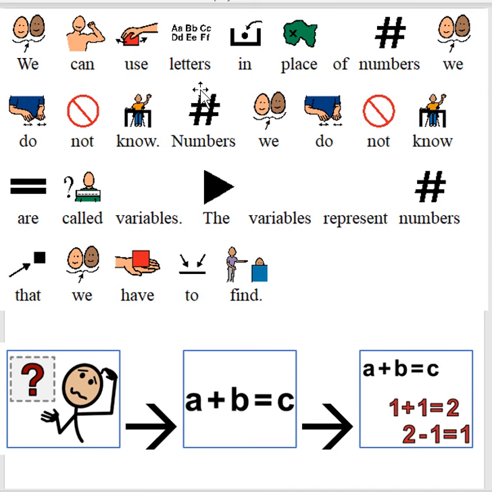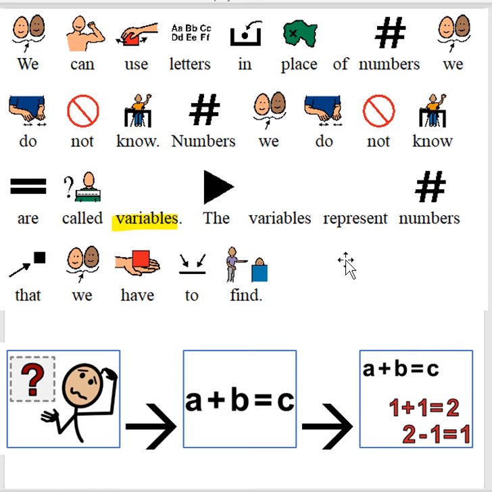We can use letters in place of numbers we do not know. Numbers we do not know are called variables. The variables represent numbers that we have to find. So sometimes when we're answering a question, we have a number that we don't know. And when we have a number that we don't know, we call that our variable.